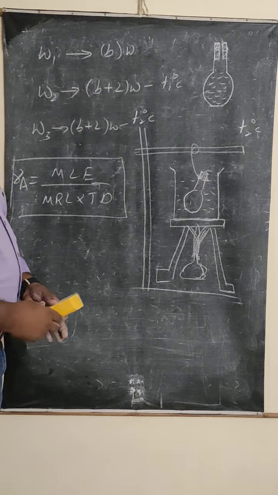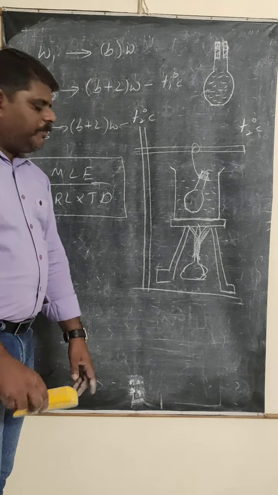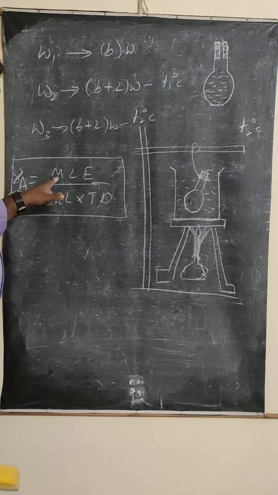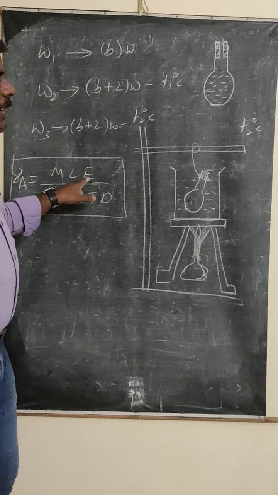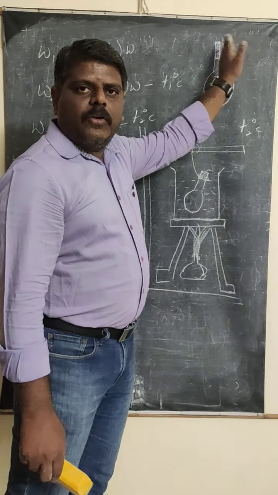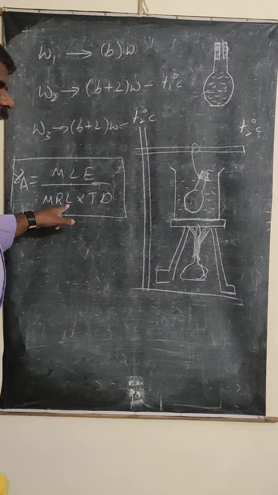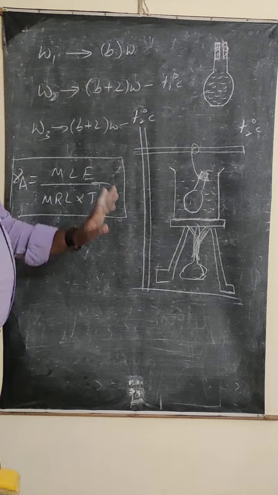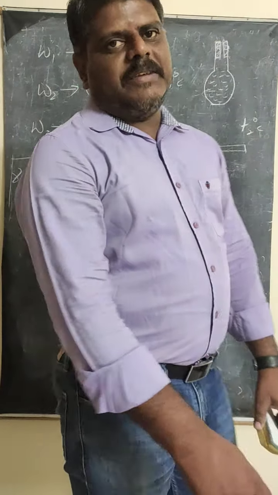Don't write in the short form. You can write in complete words. I am writing here in the short form, but you don't. Listen very carefully. What does this represent? Mass of the liquid expelled. Expelled means the liquid which is overflowed, divided by mass of the remaining liquid into temperature difference. This will give you the coefficient of apparent expansion.